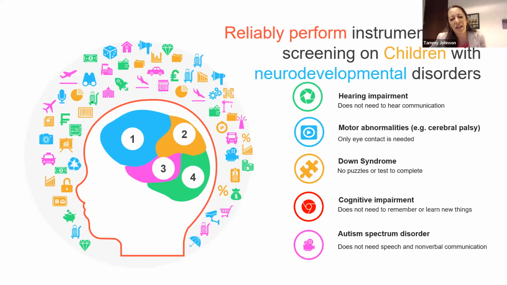Obviously, just with the age and using your devices in the children that can't read their optotypes. But then on top of that, you've got kids that have difficulty, such as the children with hearing impairments, motor abnormalities, children with Down syndrome, cognitive impairment, or autism. So it makes it a whole lot easier to do screening in children that really would have a hard time doing charts.